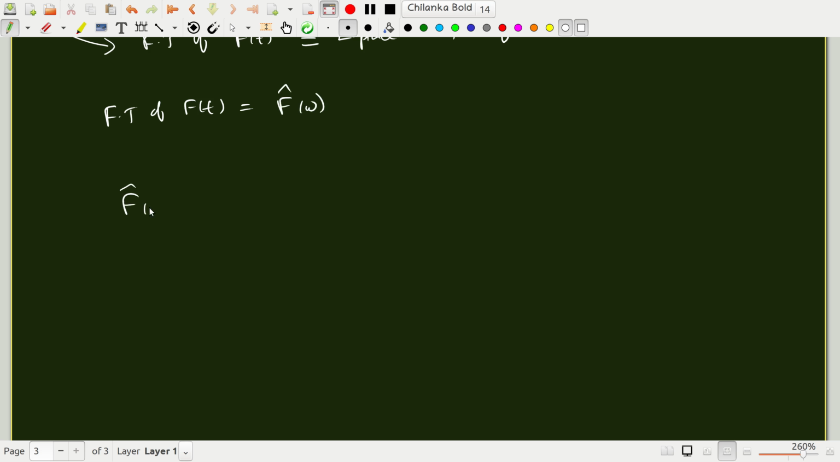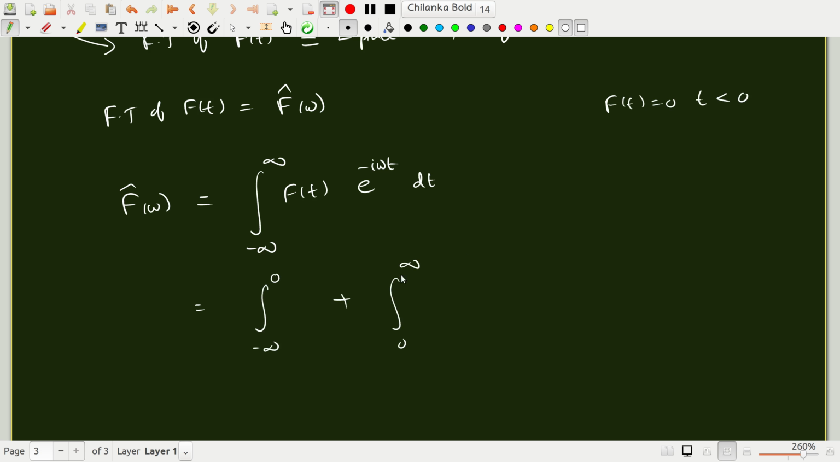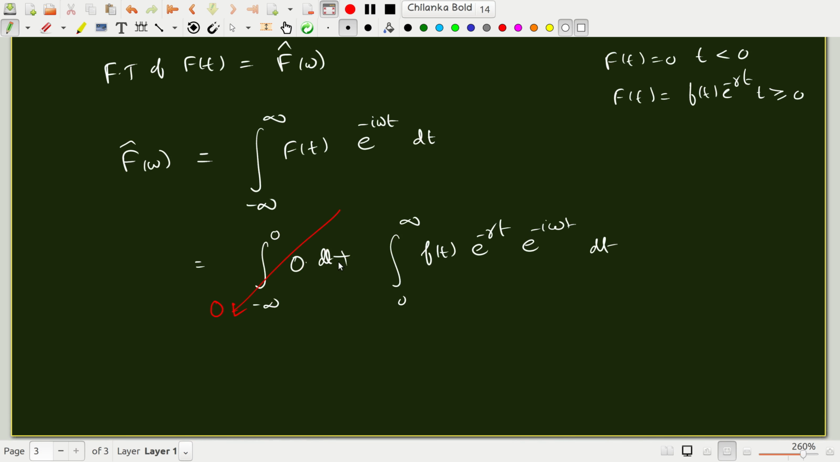F hat of omega is nothing but the integral from minus infinity to infinity of f of t e to the minus i omega t dt. Now f of t is 0 for t less than 0 because of the Heaviside function. So I can split this integral into two parts, but for t greater than 0, f of t is simply f of t e to the minus gamma t. The part for t less than 0 is 0, so this part goes away. So this can be written as the integral from 0 to infinity.